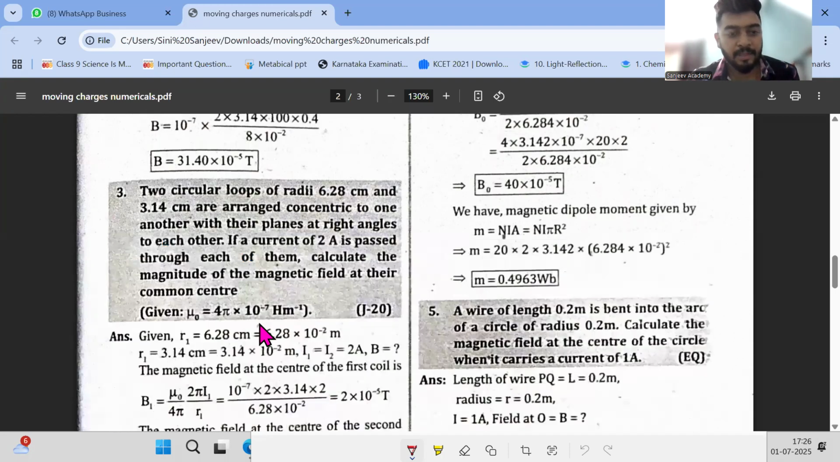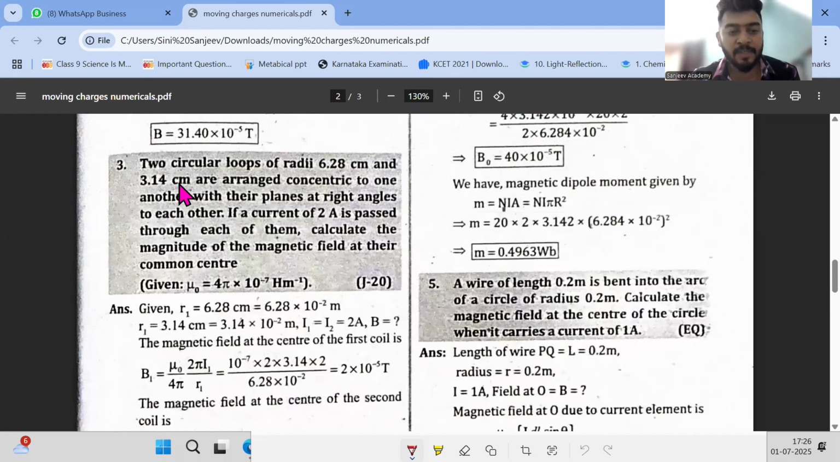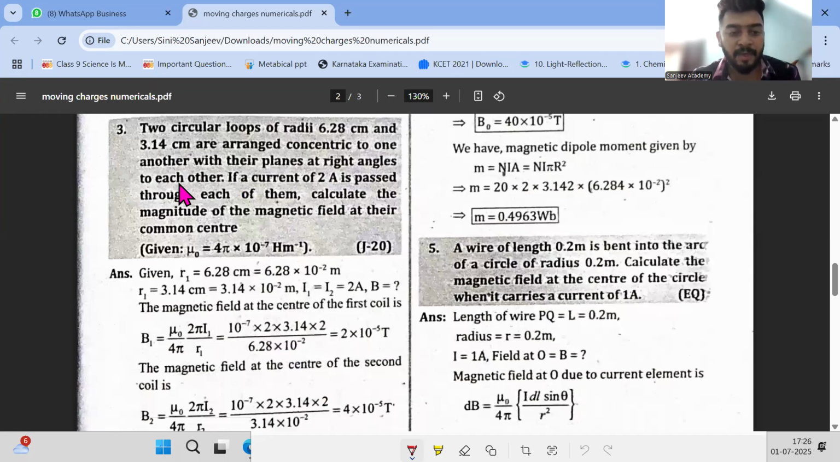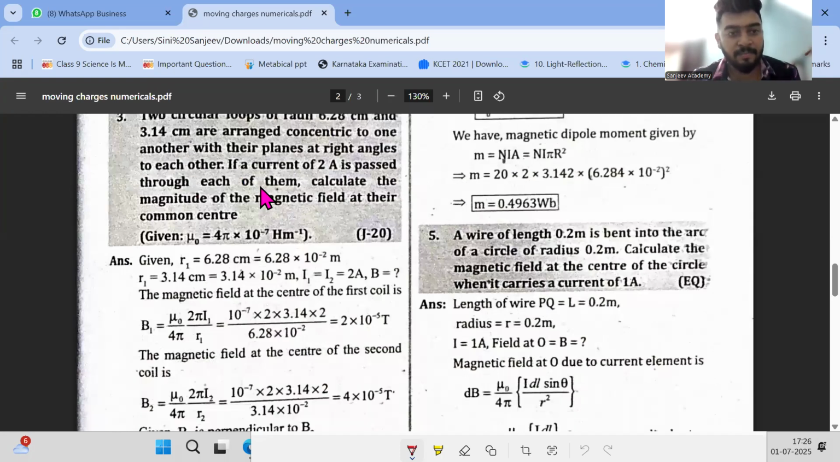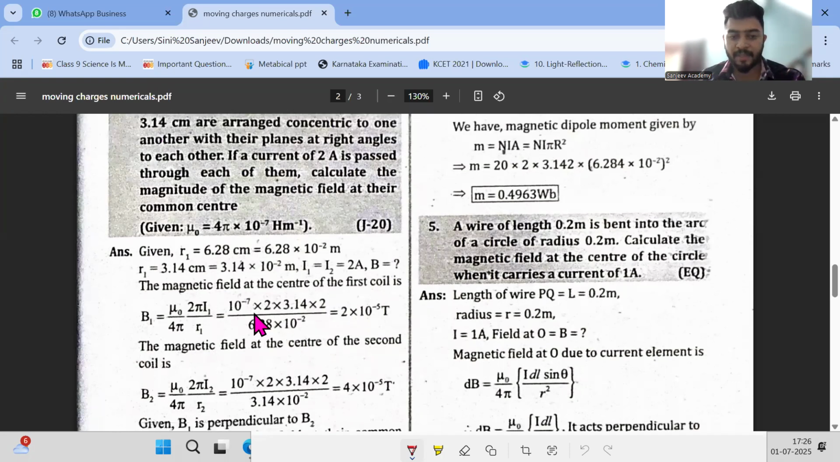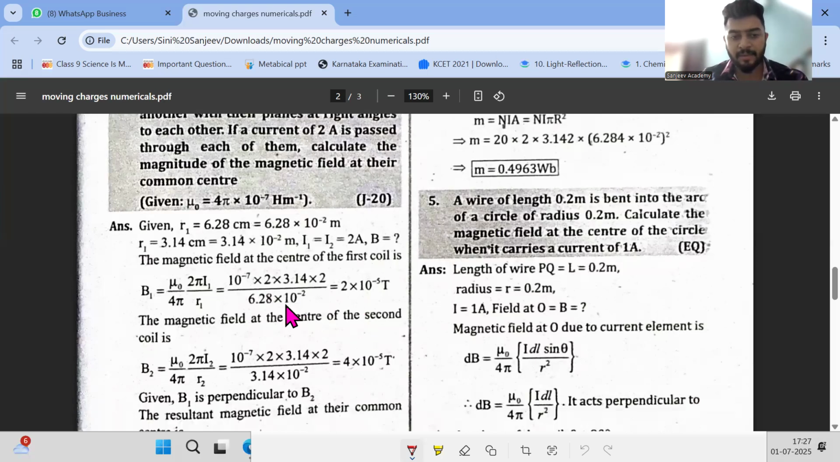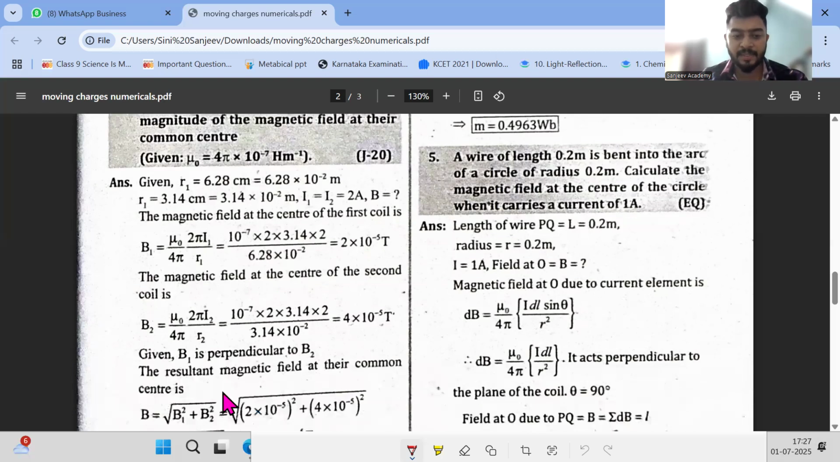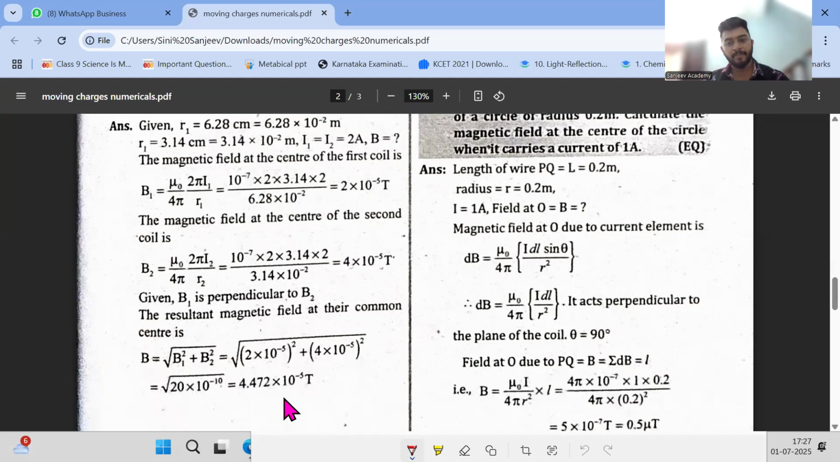Simple. Then they are giving two circular loops. So which means I have to find B1 and B2. The current and everything will be the same. Only the radius will be different. If you can see here, everything is the same except the two things. Then the resultant is nothing but root of B1 square plus B2 square. That is only my resultant. So once you do it, you will be getting it. Direct question.